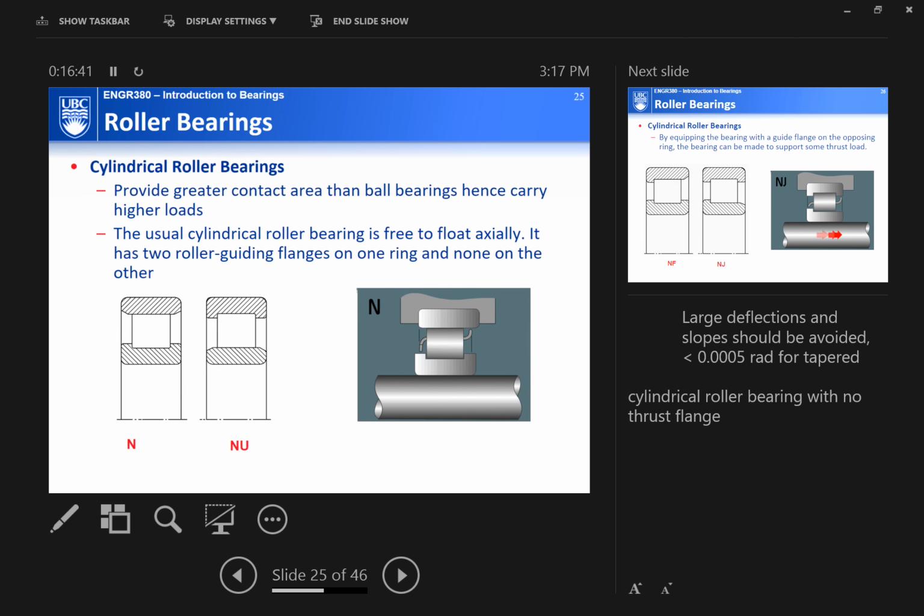So those are ball bearings, right? There's also the roller bearing. Let me just cover a couple of slides and then call it a day here. This one is a cylindrical roller bearing.